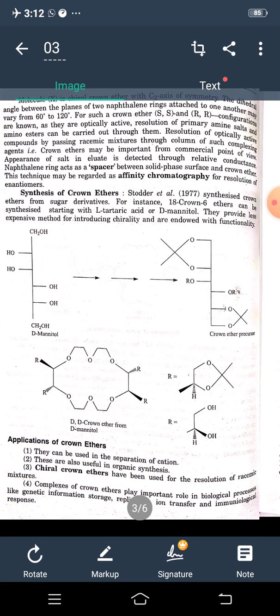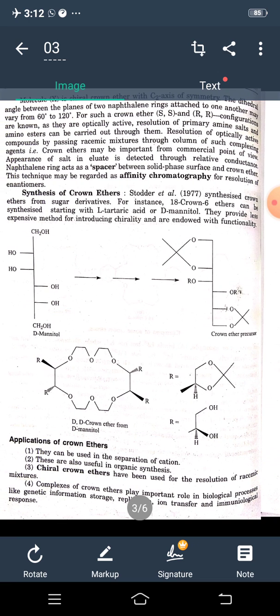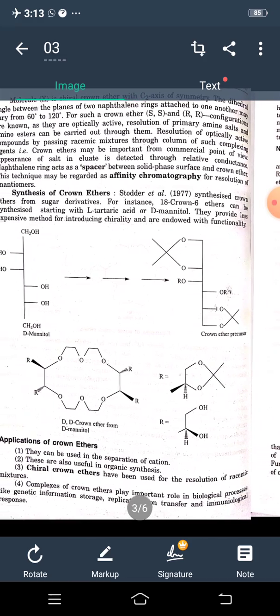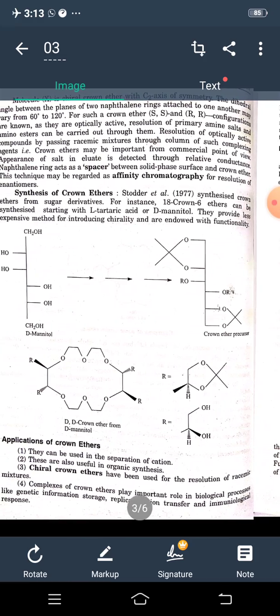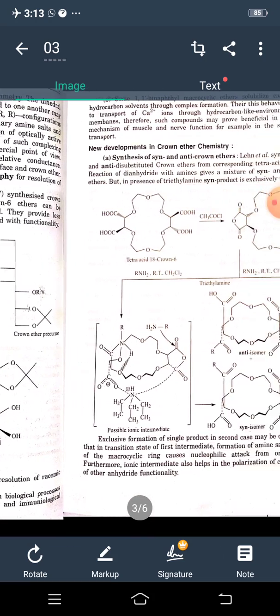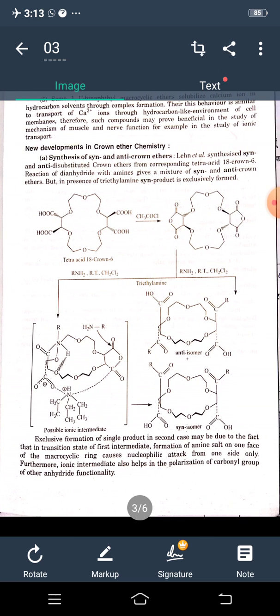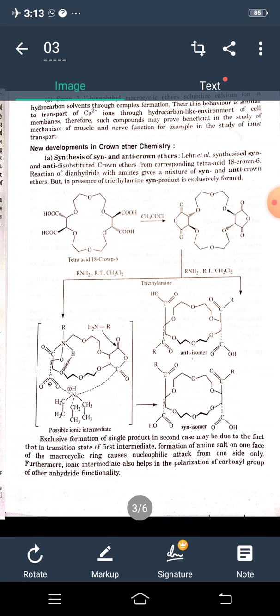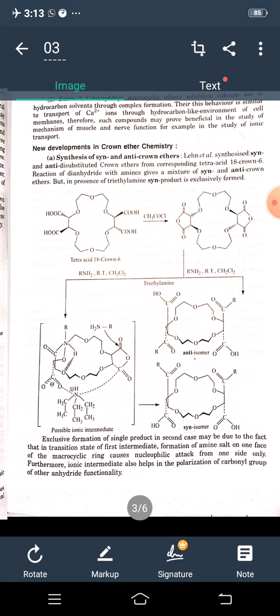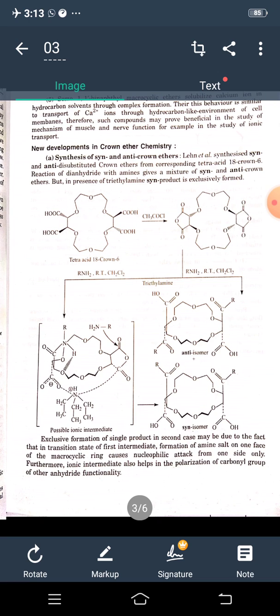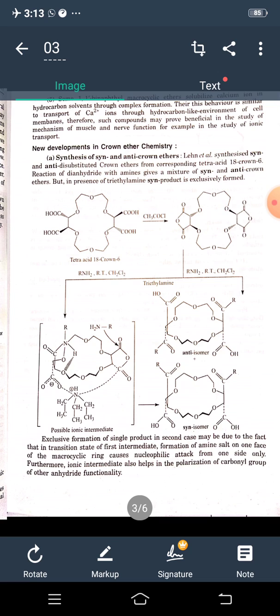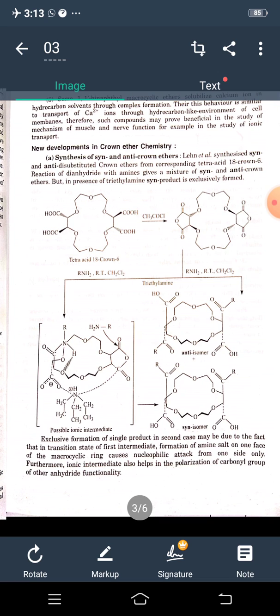Complexes of crown ethers play an important role in biological processes like genetic information storage, replication, transfer, and immunological response. Then, B. New developments in crown ether chemistry, for example, the synthesis of syn and anti crown ethers. Lehn and co-workers synthesized syn and anti disubstituted crown ethers from the corresponding tetraacid 18-crown-6.